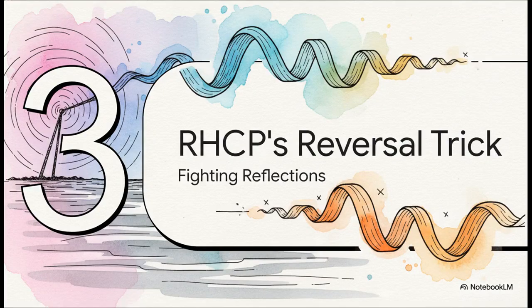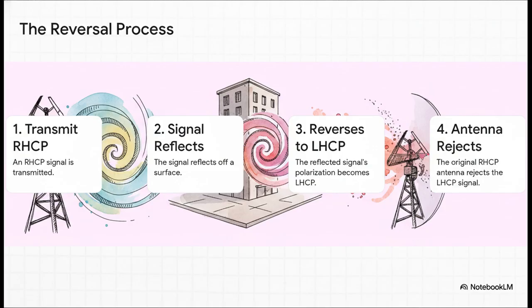Okay, here it is, the big reveal. Let's look at the specific mechanism that makes right-hand circularly polarized, or RHCP, signals so incredibly useful for fighting those reflections. I like to call it the reversal trick. Let me walk you through this, step by step. 1. Your antenna sends out a right-hand circularly polarized signal. 2. That signal hits a building, the ground, doesn't matter, and it reflects. 3. And here's the magic. The reflection actually reverses the signal's handedness, turning it into a left-hand circularly polarized signal. And 4. Your original RHCP antenna is now completely blind to this reflected LHCP wave. The reflection has, for all intents and purposes, been erased.